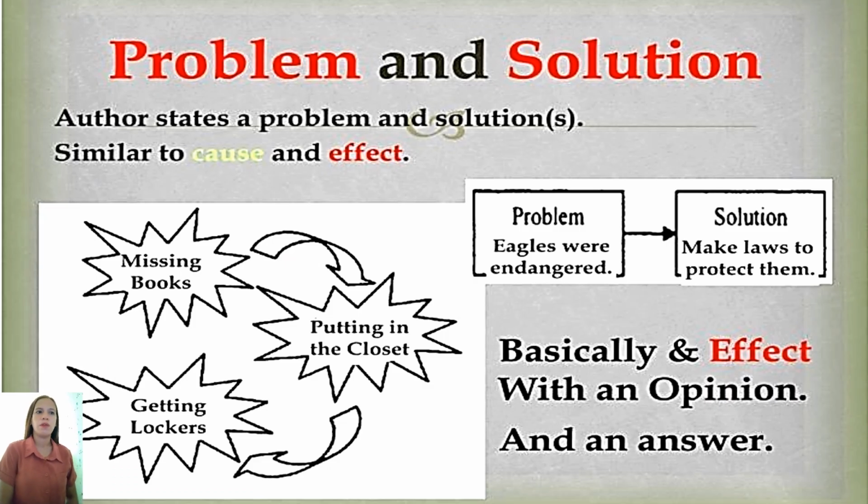We also have the problem and solution text structure. So sometimes the author states a problem and the solution. So it is similar to cause and effect. So we have the given example. For the problem, the eagles were in danger. So for the given solution, we make laws to protect them. So basically, an effect with an opinion and an answer.